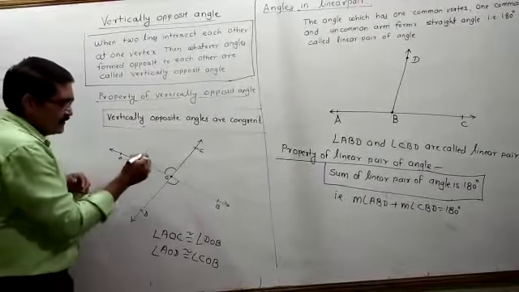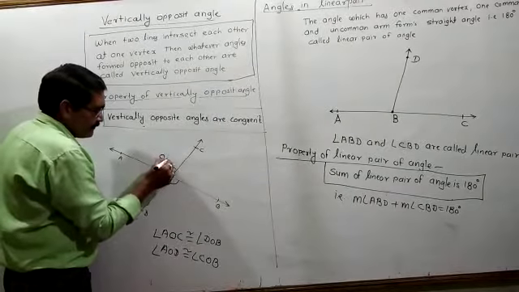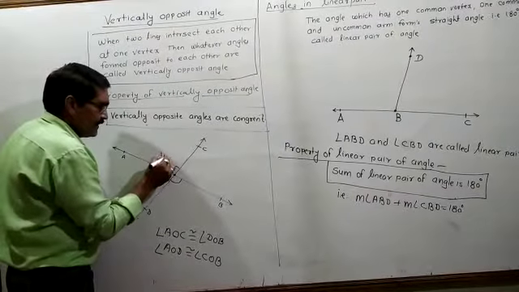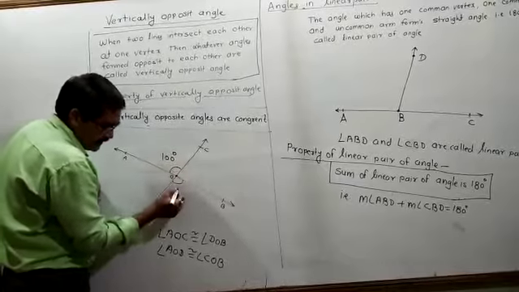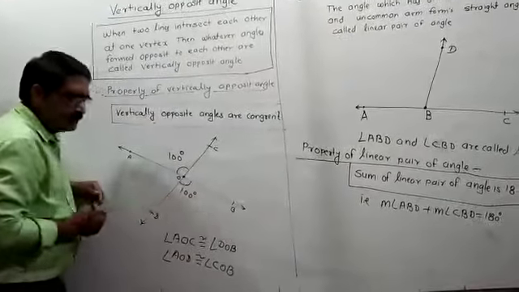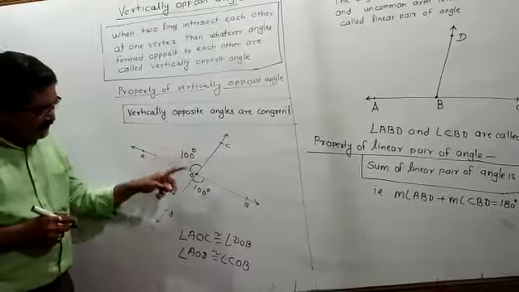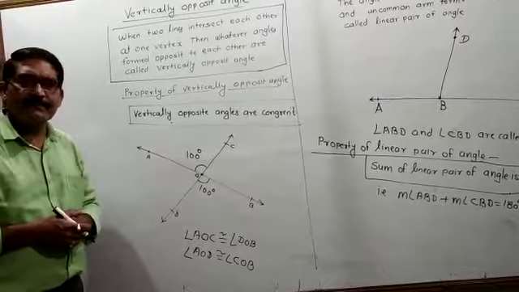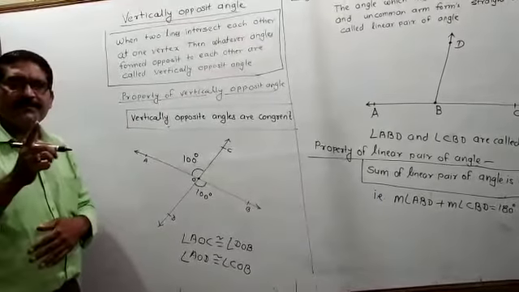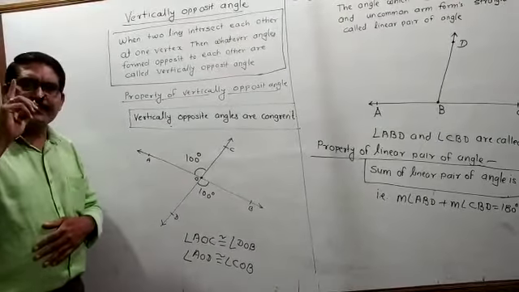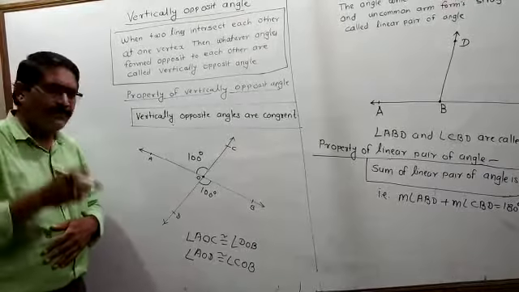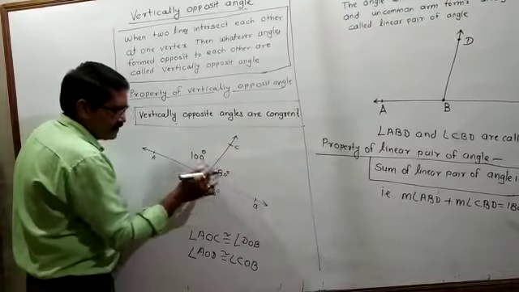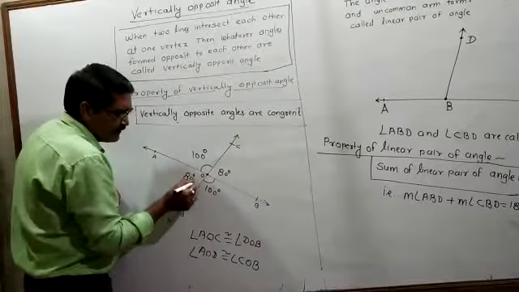If this one is 100 degrees, then this angle is also 100 degrees. You understand? What is the reason? They are vertically opposite angles. And what is the property of vertically opposite angles? They are congruent, they are equal. Then if this one is 100, this one is 80. If this one is 80, then this one is also 80.